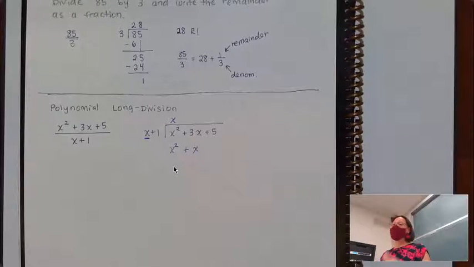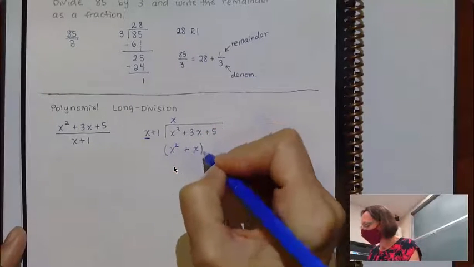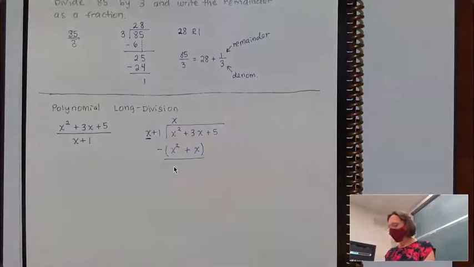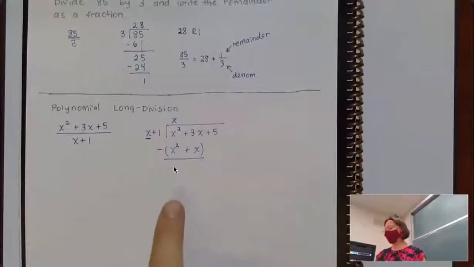From there, same thing as if we were dealing with numbers. I'm going to subtract that. The thing to be careful about is that I'm subtracting the entire thing. So one option is to treat that subtraction as adding the opposite sign. Another thought is to just think about distributing that minus sign through.